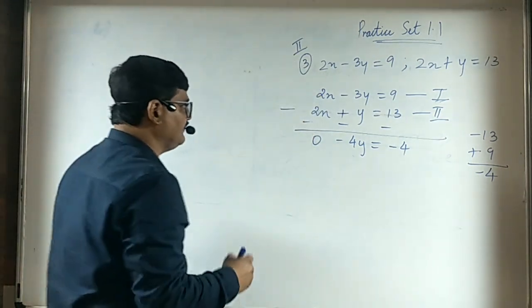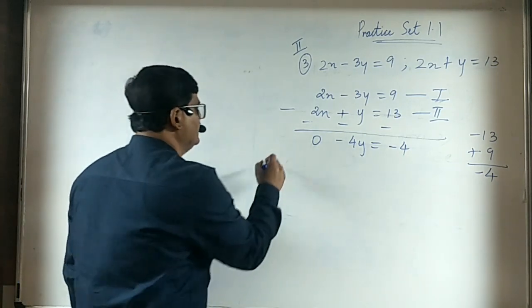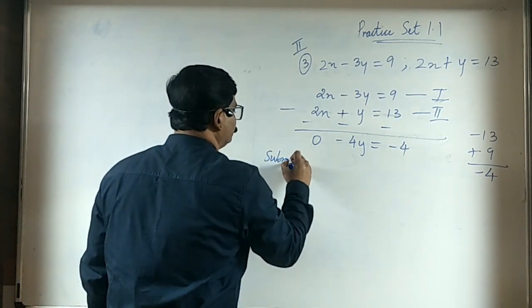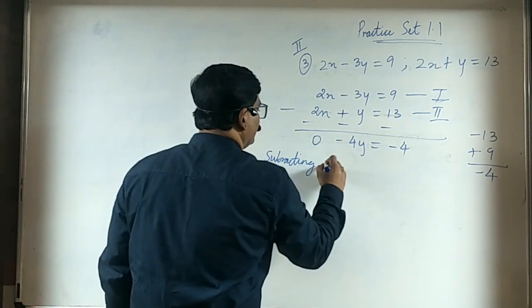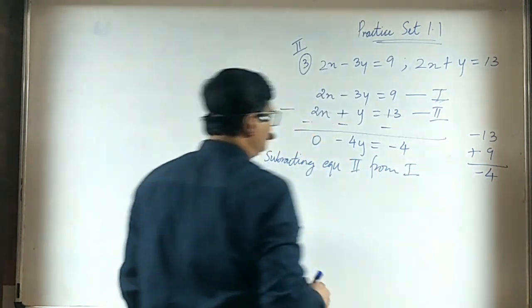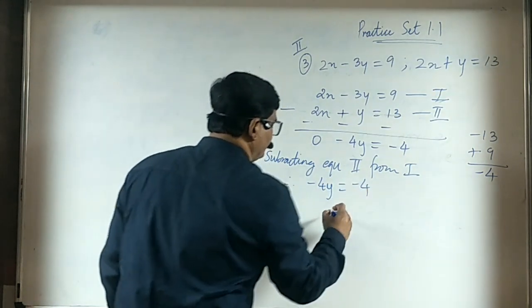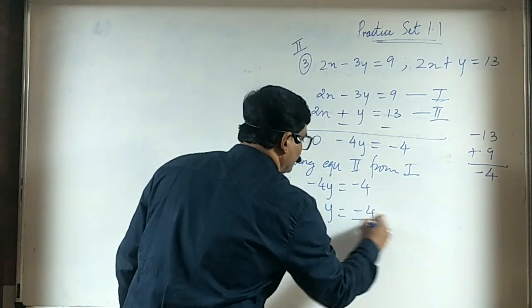Now you have to write in the sum what we did over there. I did the subtraction, so you have to write it over here: subtracting equation second from first. And what we got over here? Minus 4y is equal to minus 4. So y is equal to minus 4 upon minus 4.